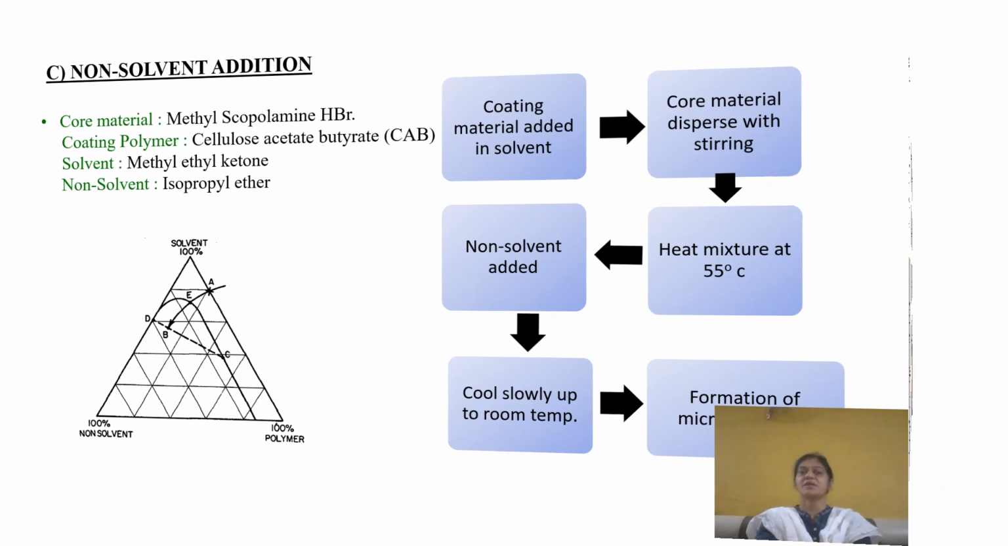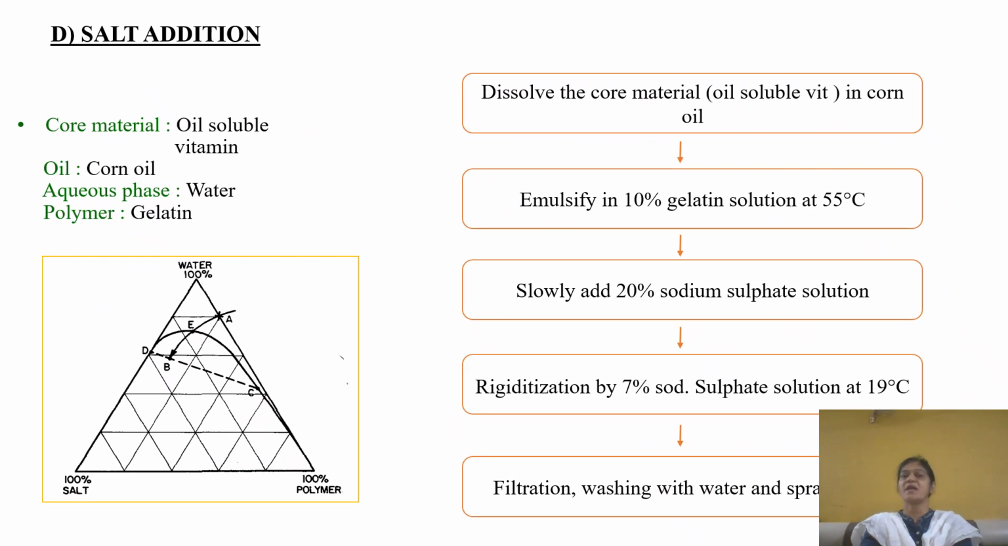Next method is the salt addition. So in this case, we take the core material as oil soluble vitamins, the oil as corn oil, aqueous phase as water, and polymer we use in this case as gelatin. So dissolve the core material, oil soluble vitamins, in corn oil, then emulsify in 10% gelatin solution at 55 degrees centigrade. Then we have to add the salt, that is 20% sodium sulfate solution.